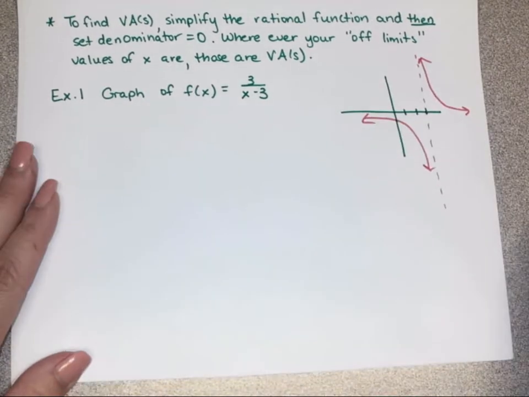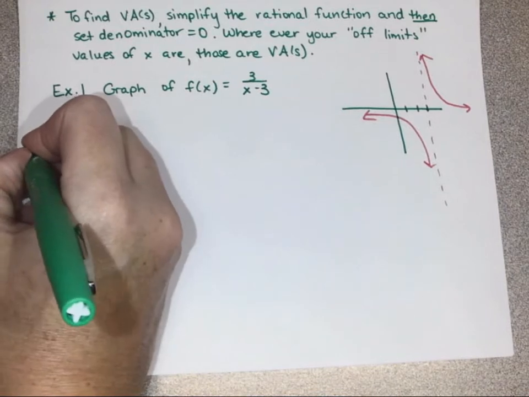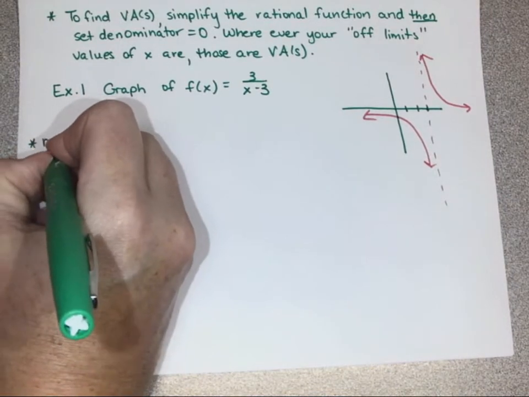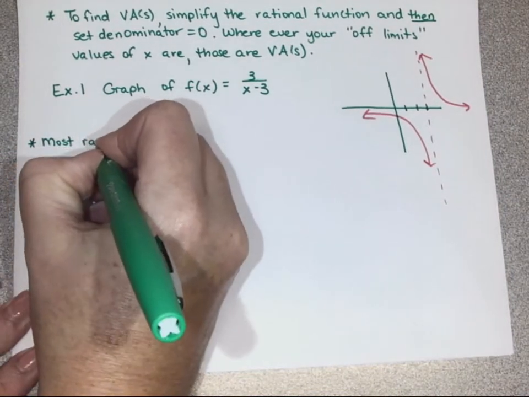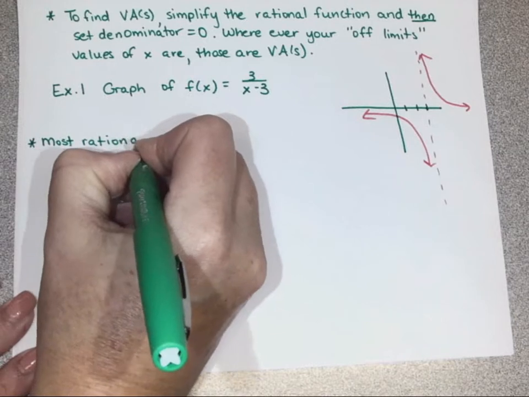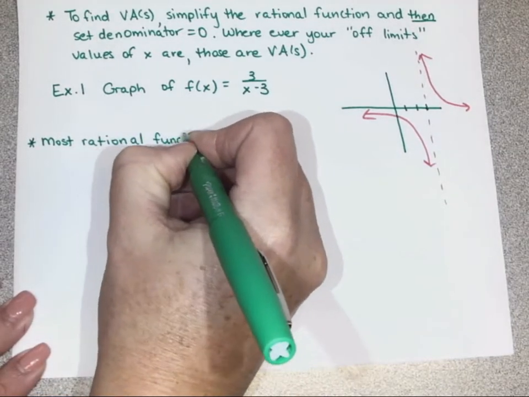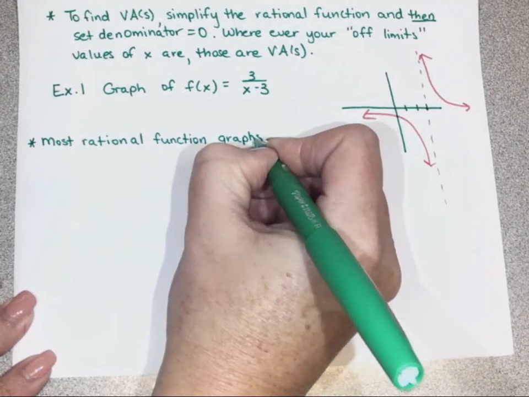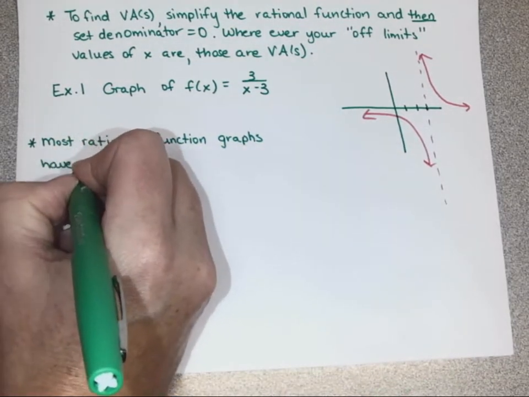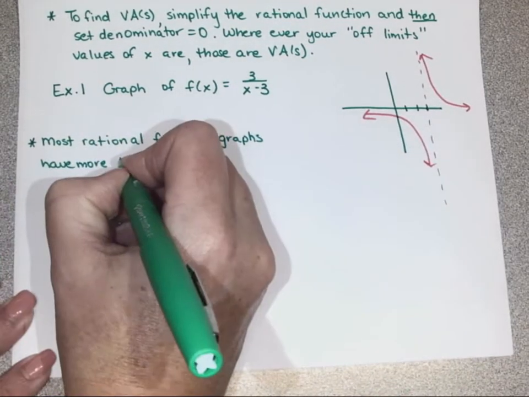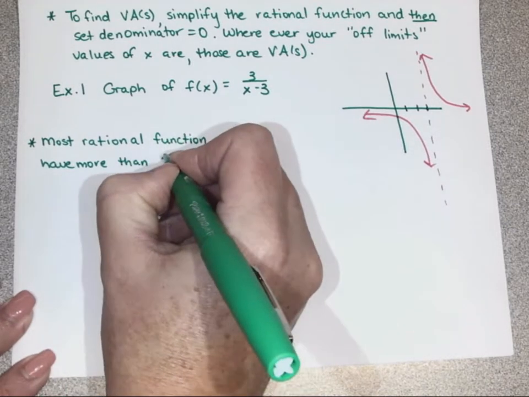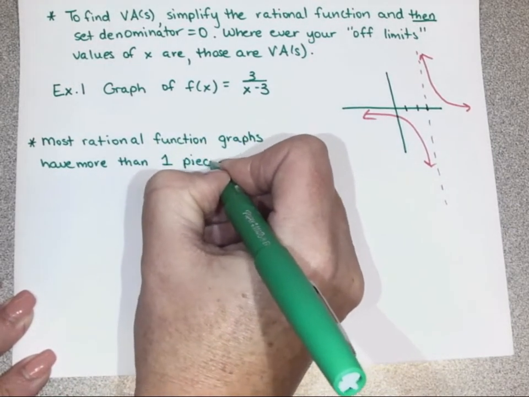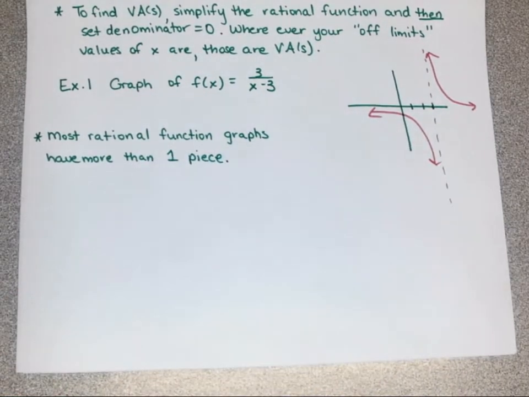Okay, so let's look at some more, but before we do, just know that most rational function graphs have more than one piece like this graph did. And the reason they're going to have more than one piece is because they're going to have asymptotes breaking them up, where we're skipping over those points.